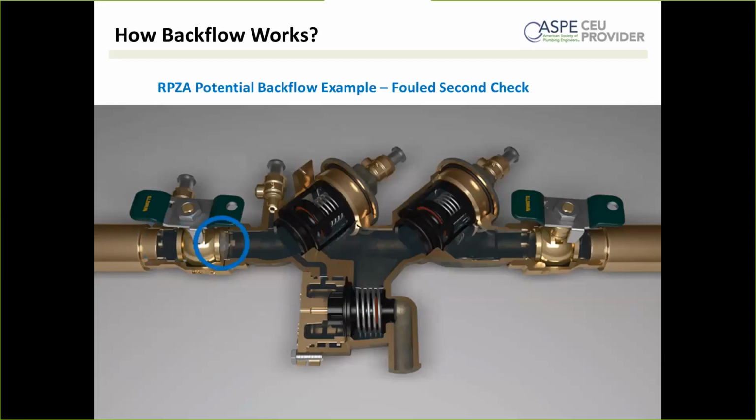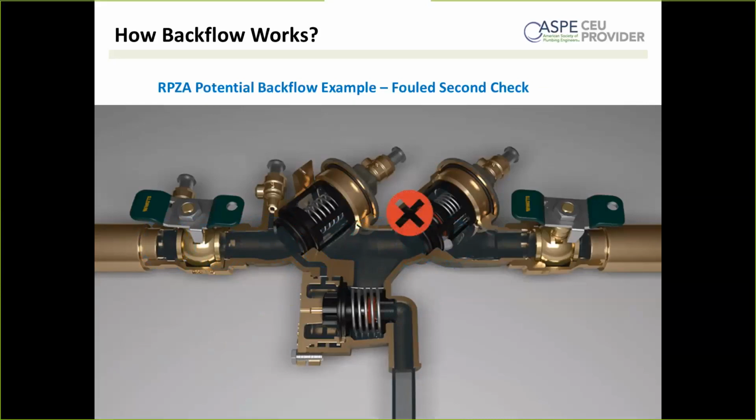Now what about a fouled second check? This is much less common than a fouled first check, but it can happen. This can also cause the relief valve to open, but only if there is back pressure in the system. Otherwise, there's no way to raise the pressure in the zone between the two checks to open the relief valve.